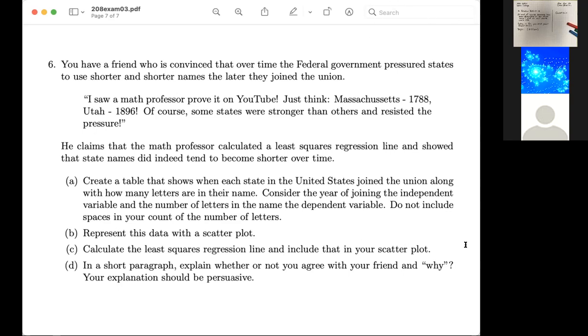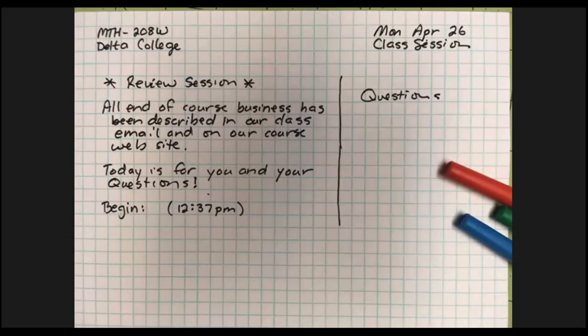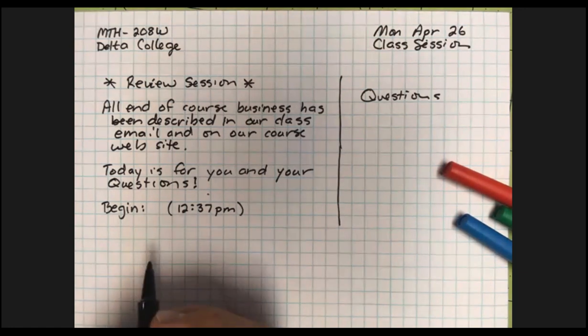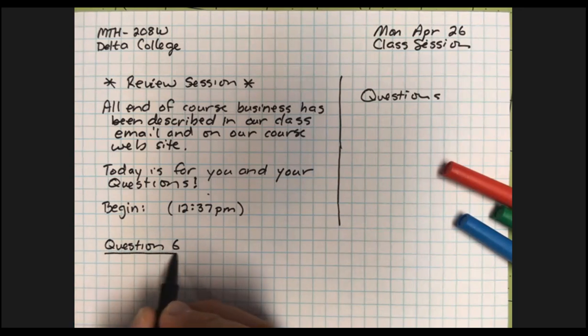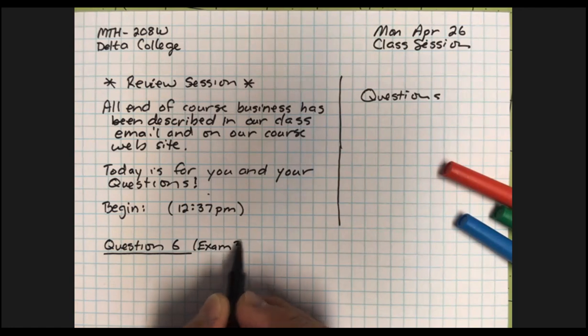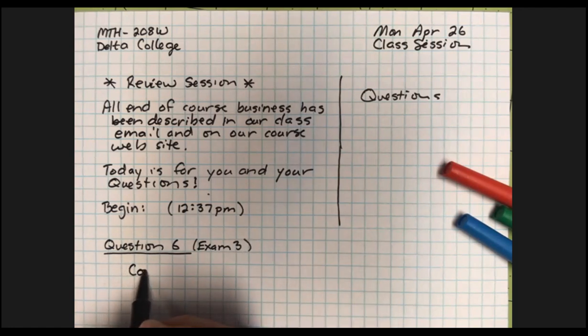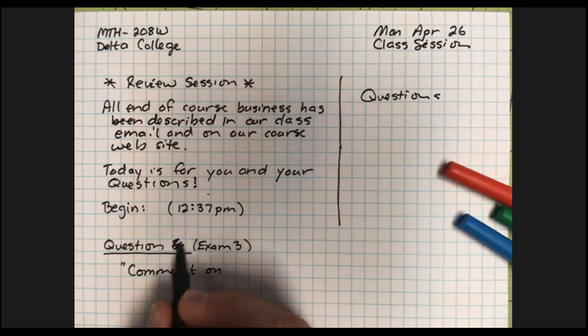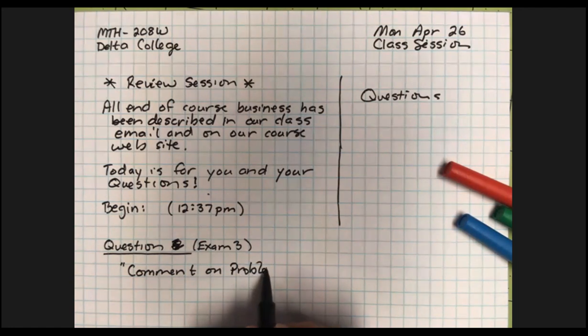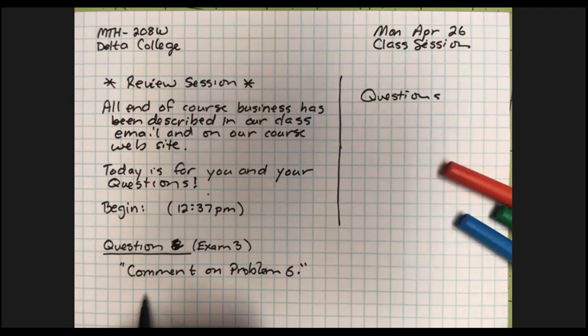So let me go to my paper and see what I can illustrate. So depending on how you organize state names, let me write this down for everybody, whether they're here or later. And let me paraphrase your question, you know, comment on problem 6. If this doesn't do it for you, then you can follow up. You know, I clearly can find online or an encyclopedia or in a library, I can find a list of all of the states and the year that they joined the union. So I'll leave that completely up to you.